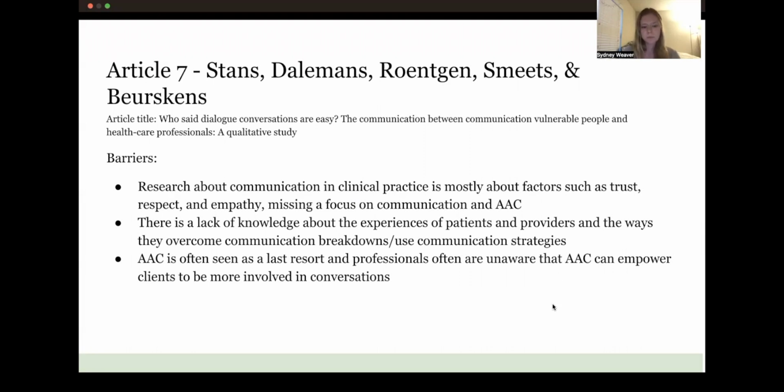And then AAC for a lot of providers is often seen as a last resort, and professionals are often unaware that AAC can empower clients and patients to be more involved in conversations. And this is another area of research that we need to look into.